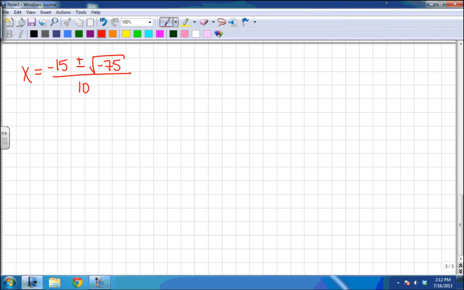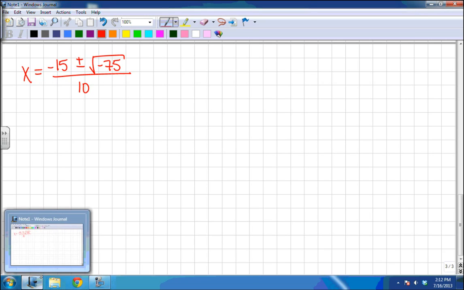Alright, let's try another type of problem that's very similar but a little bit different. Again, pretend like I gave you an equation that was quadratic. It was a symbolic problem, so there was just an equation. They asked you to find the roots, the zeros, or the solutions. You proceeded to use the quadratic formula, and this is the type of expression you would end up with. x equals negative 15 plus or minus the square root of negative 75 all over 10.